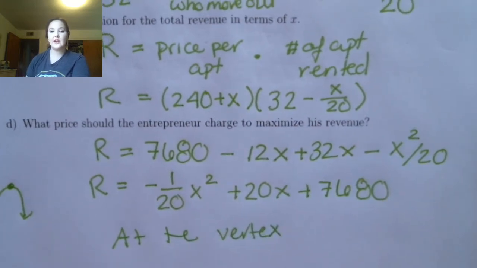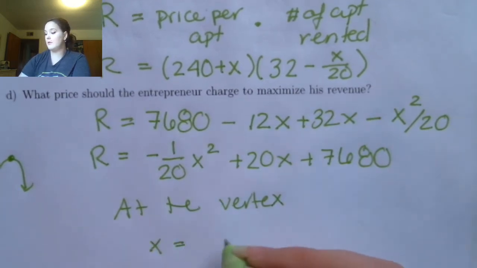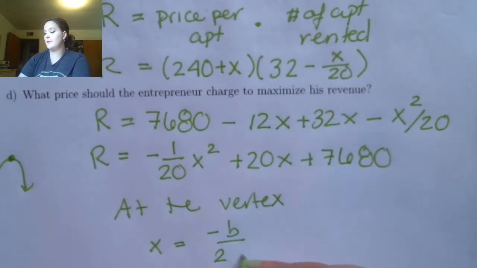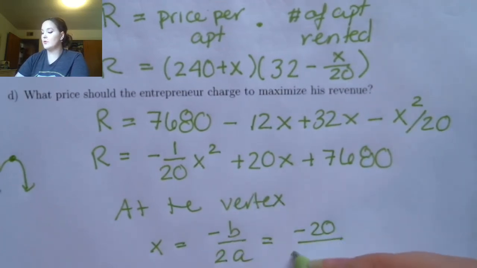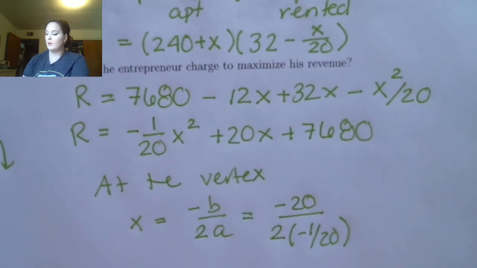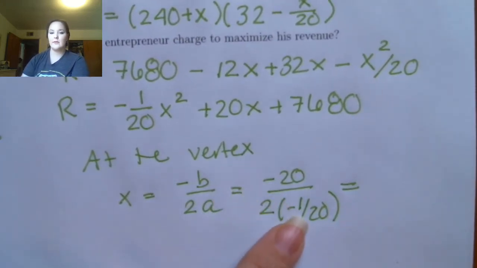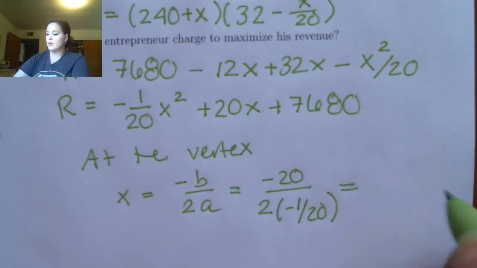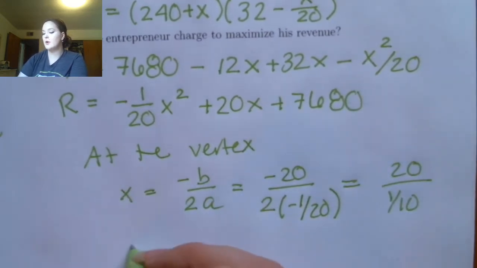So we're going to find the x value of the vertex. We'll have minus 20 over 2 times A, which is minus 1 over 20. And now we're going to actually calculate what this is. It's going to be positive because we have two negatives here. 2 over 20 is 1 over 10, so this is 200.